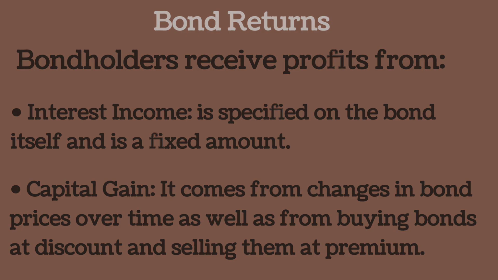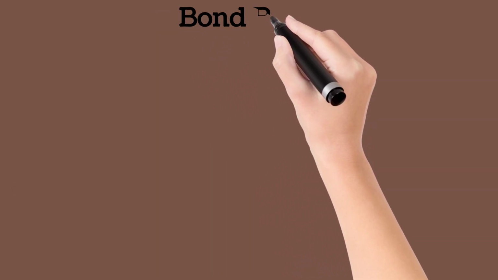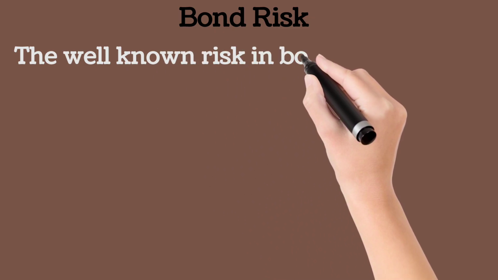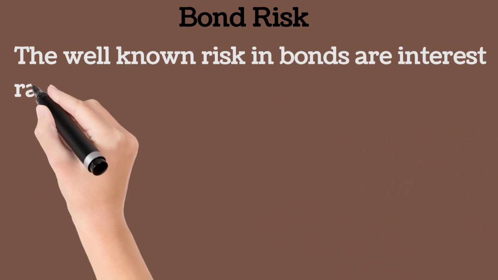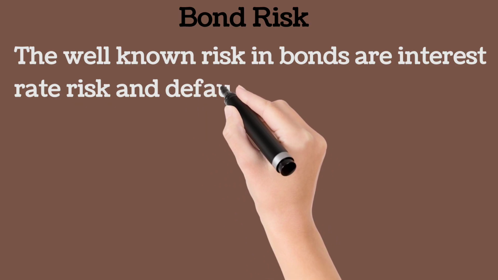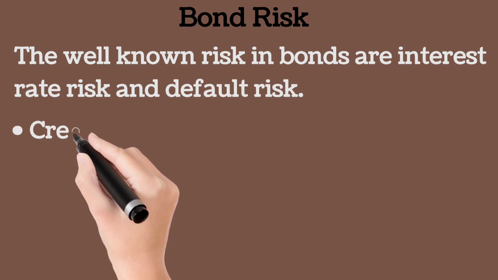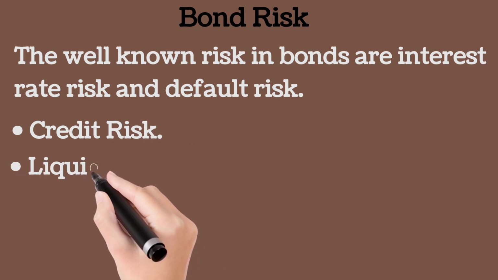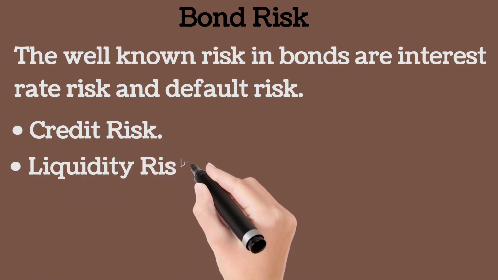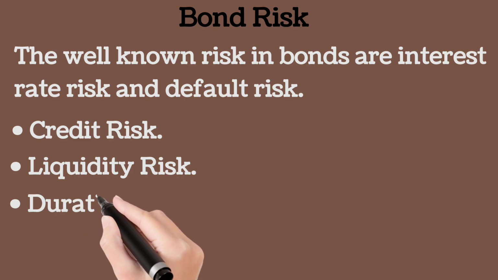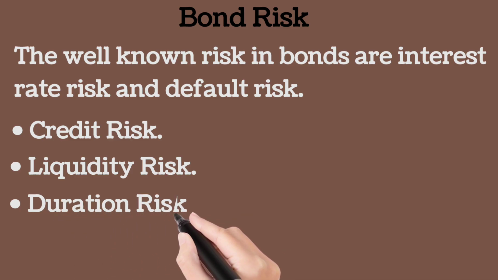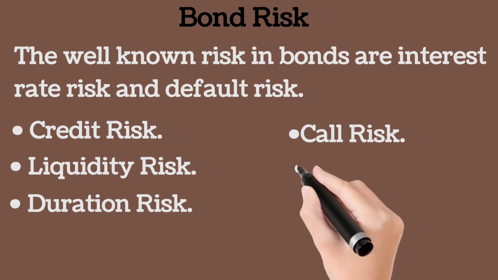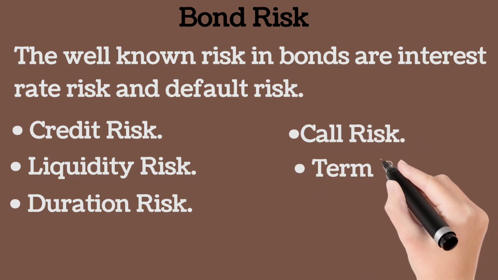So if returns are there, risk will always be there. The well-known risks in bonds are interest rate risk and default risk. It is mainly of the following types. The first one is credit risk, liquidity risk, duration risk, calling risk, and the last one is term risk.